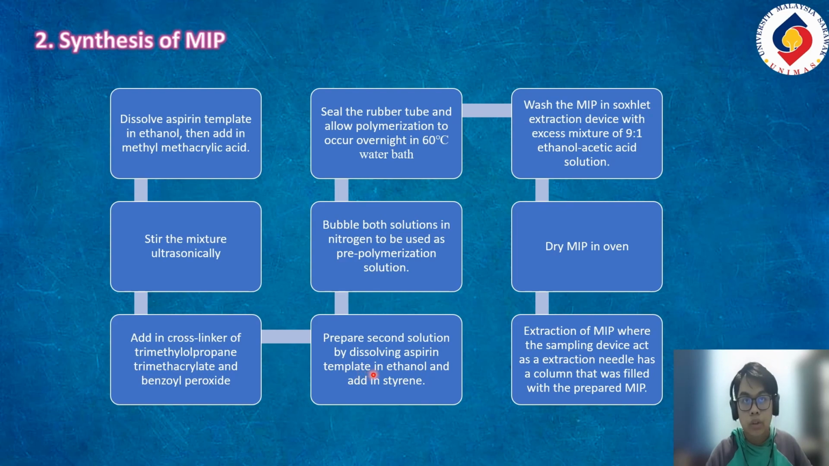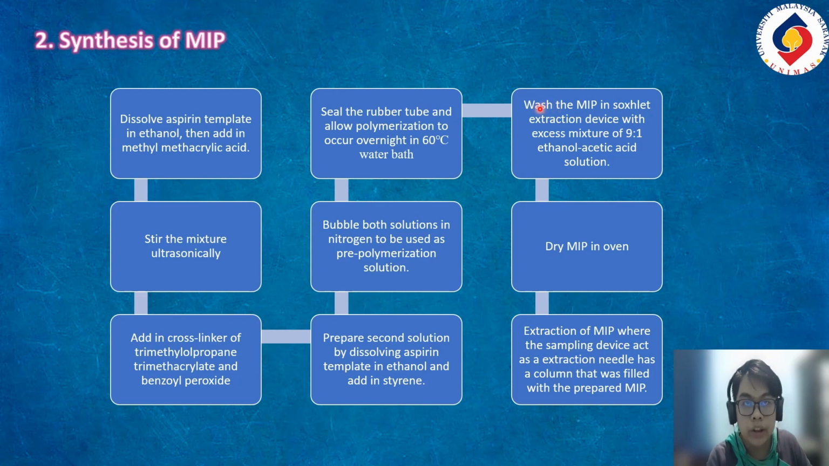For the second solution, aspirin template will be dissolved in ethanol, and the styrene will be added into the solution. Both solutions will be bubbled in nitrogen to be used as pre-polymerization solution. The rubber tube will be sealed and allow the polymerization occur overnight in 60°C water bath.